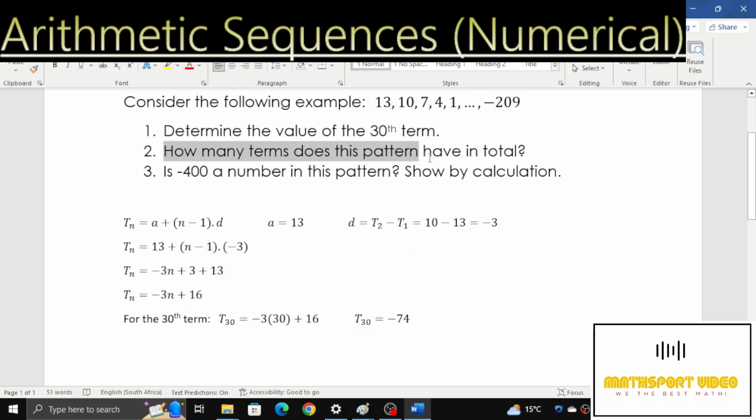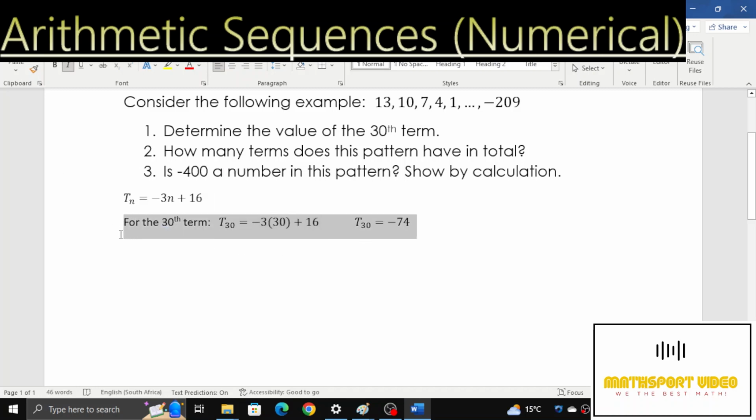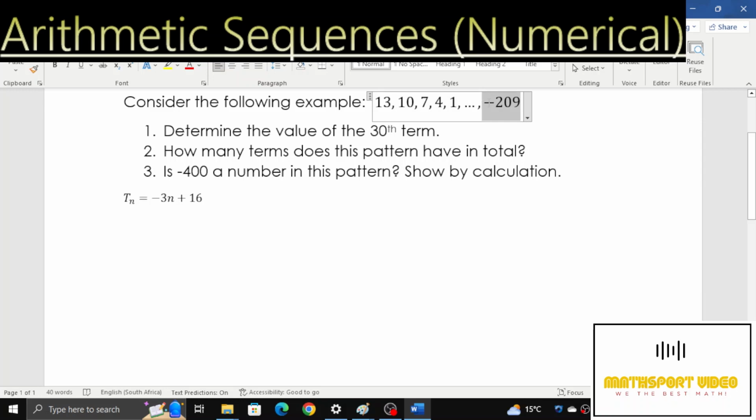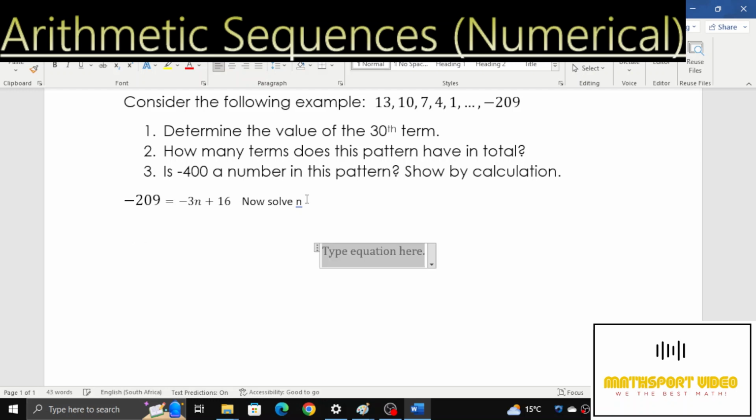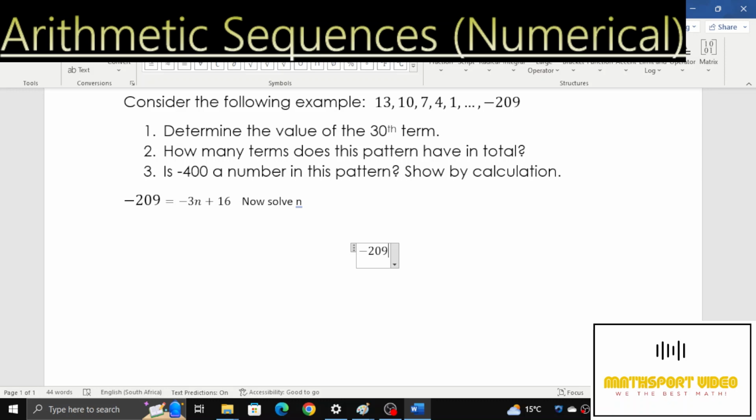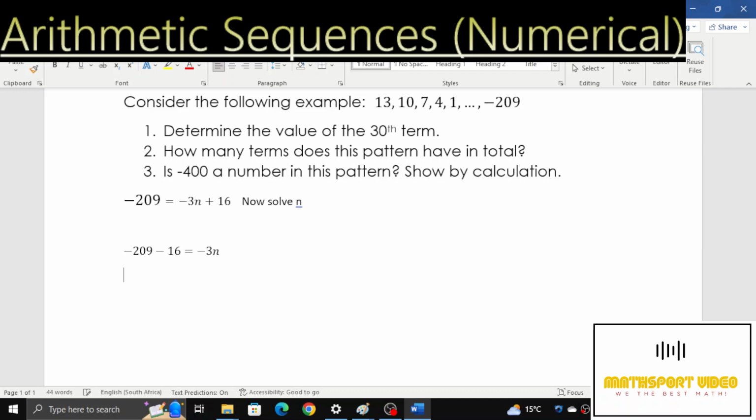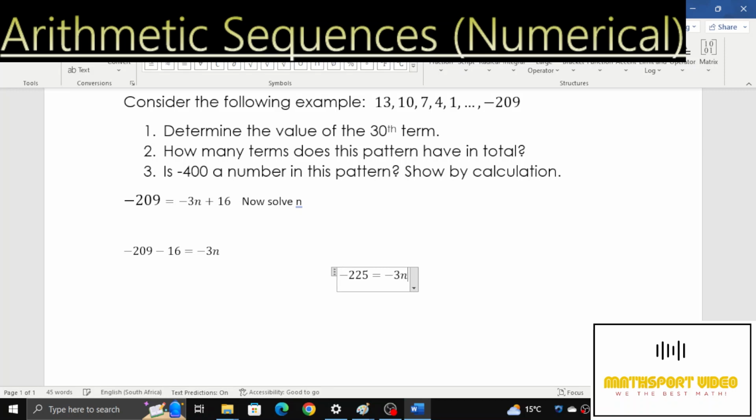All right, guys, the second question: how many terms does this pattern have in total? Now, the secret here is we are given the last term. So with this formula where it says Tn, you replace that with your last term. Now we have to solve for n. So you're going to get negative 209 minus 16 equals negative 3n. So that is going to be negative 225, which equals negative 3n.